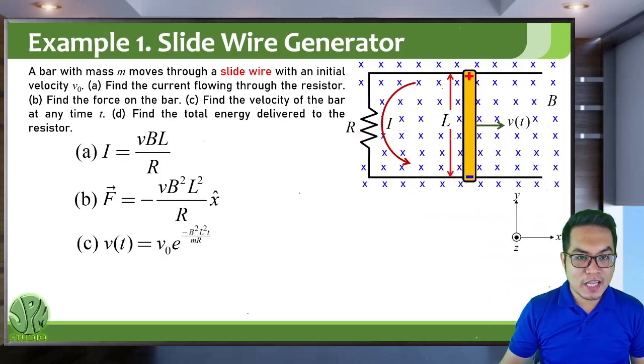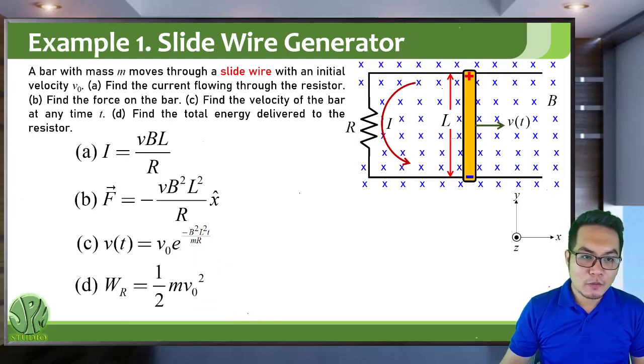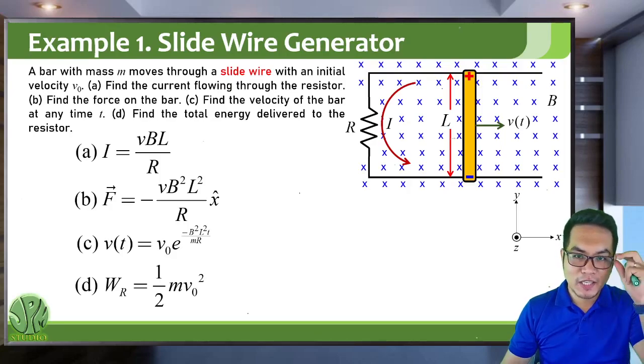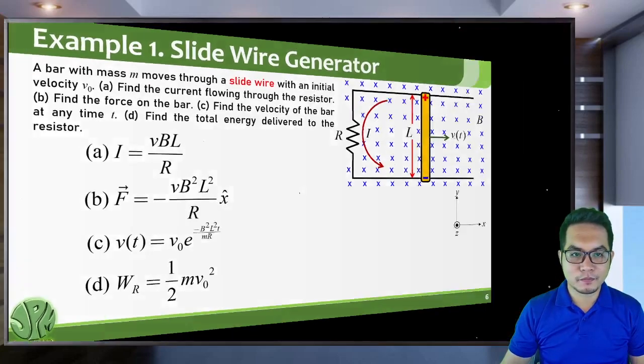The velocity is time dependent given by this equation, and the total energy delivered to the resistor is just 1/2 m v naught squared, the initial kinetic energy of the bar.